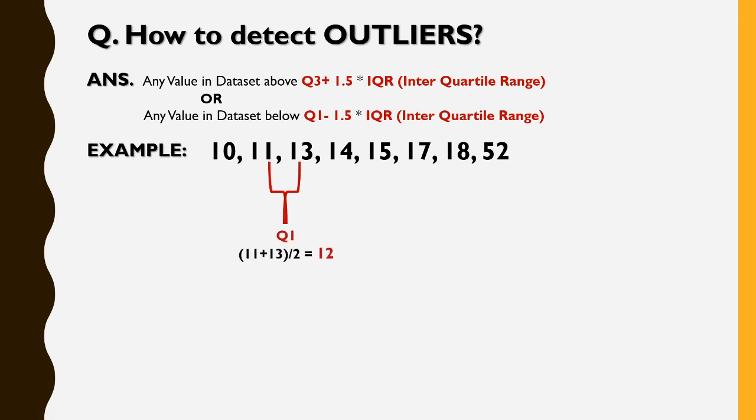See it here. The first quartile is between 11 and 13, and to get that value we do 11 plus 13 divided by 2, which is 12. Similarly, the median is between 14 and 15: 14 plus 15 divided by 2 is 14.5, which will be our median, also called quartile 2. Then 17 plus 18 divided by 2 gives quartile 3, which is 17.5.